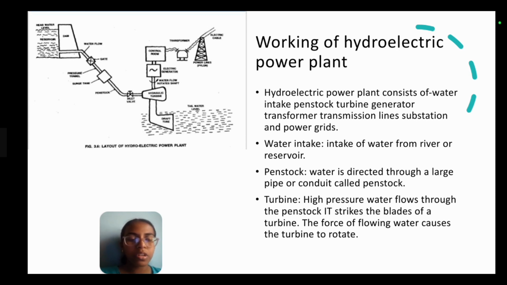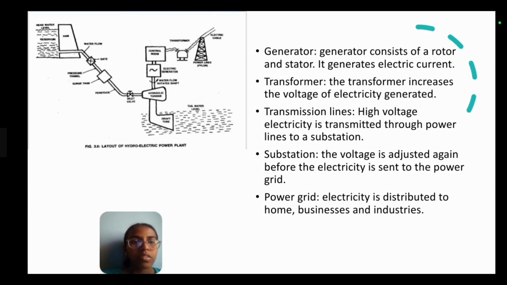As the high pressure water flows through the penstock, it strikes the blades of a turbine and it captures the kinetic energy of the moving water. The rotating turbine is connected to a generator. The generator consists of a rotor and a stator. As the turbine turns the rotor, it induces a magnetic field in the stator, creating an electric current.